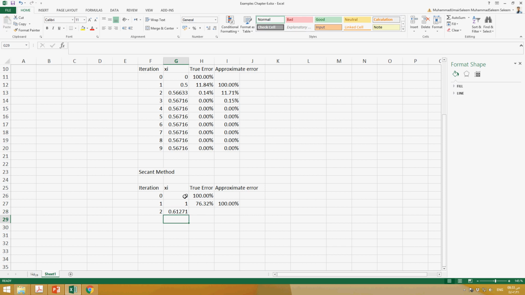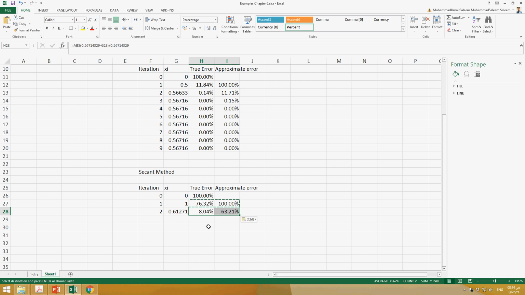You can apply the true error. For example, the true error in this case would be 1, the true value minus this value, divided by the true value. Okay, let's apply it here and make some more trials.